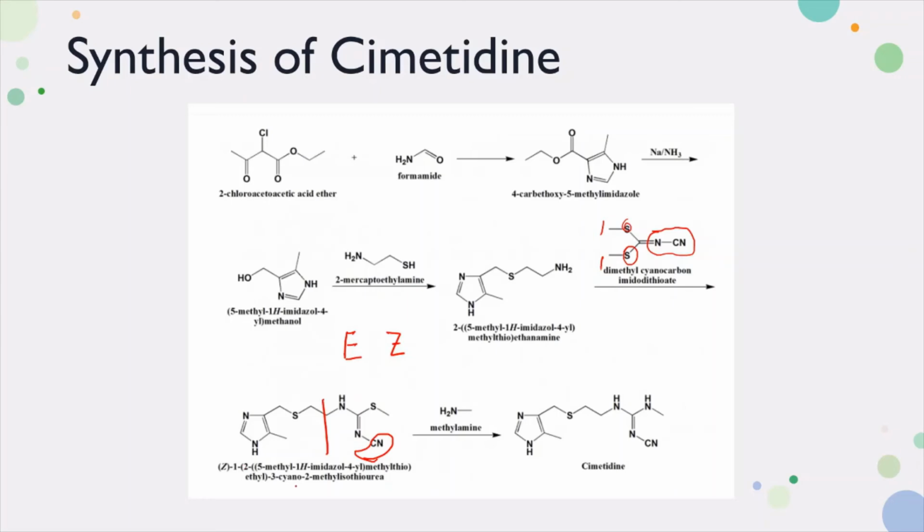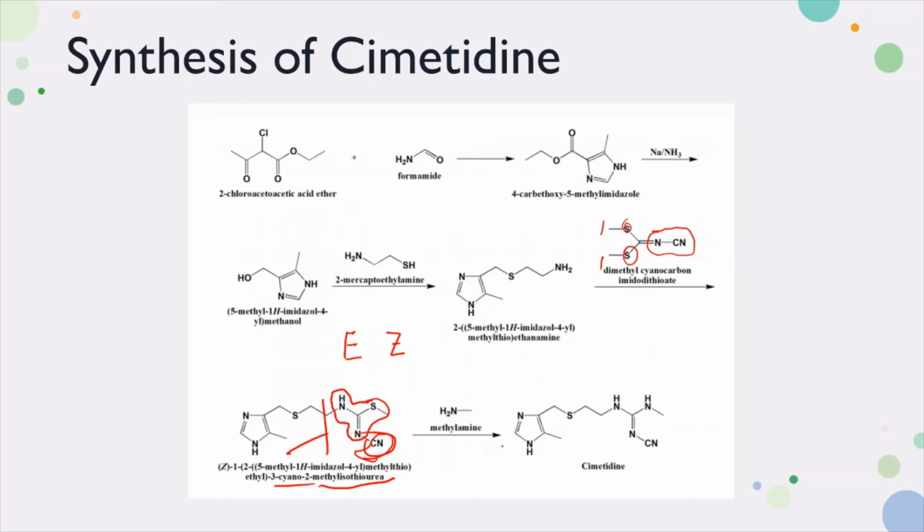Then 3-cyano 2-methyl isothiourea. Please remember, this is the isothiourea part, and this is the 3-cyano part. So start with this one, methyl isothiourea. The first replacement that is happening is on the 3-cyano group. So write 3-cyano before that, and then you can go with the rest of the molecule, which is the 2-5-methyl 1H imidazole 4-yl methyl thioethyl part.